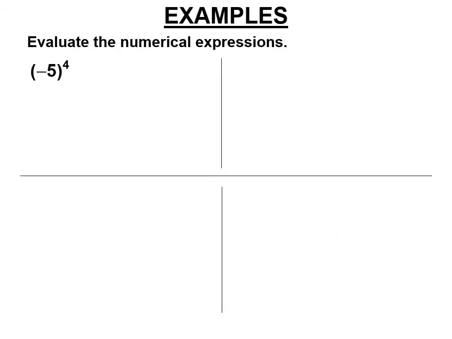All right, so what is that? So that's negative 5 times negative 5 times negative 5 times negative 5. All right, so there's 4 negatives. The answer is going to be positive. When you have an even amount of negatives, you have a positive answer. 5 times 5 is 25. 25 times 5 we did already, right? Which was 125.